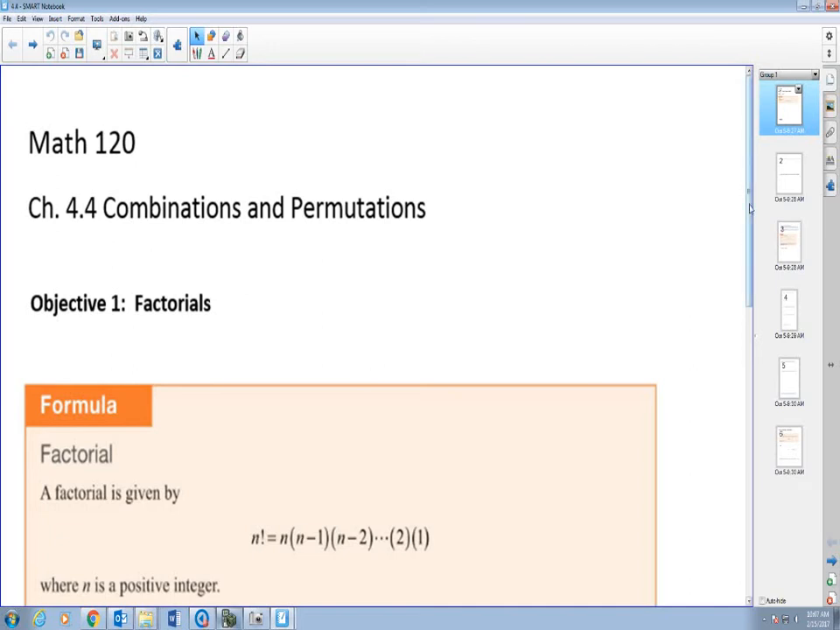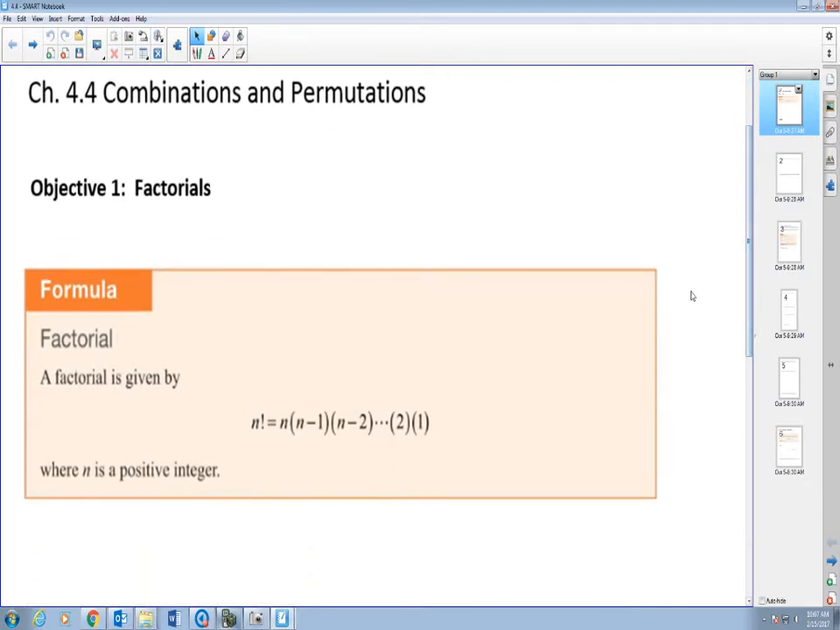In this lecture video, we're going to talk about chapter 4.4, something called combinations and permutations. Before I introduce that, I want to talk to you about something called factorials. This is a continuation of the very last thing we talked about from the previous lecture video, how we count, the fundamental counting principle. Another way to do the counting is something called factorials.